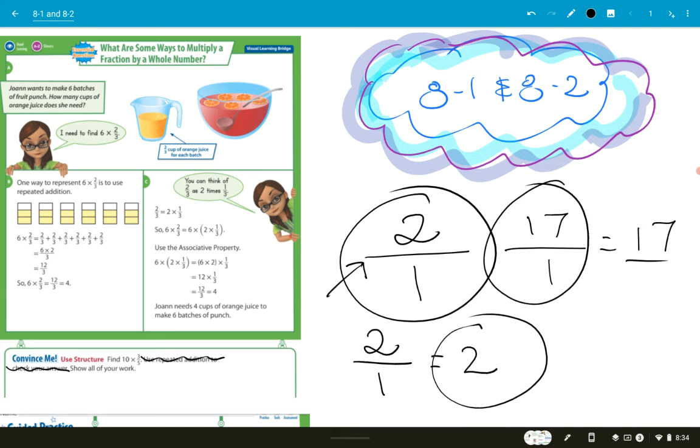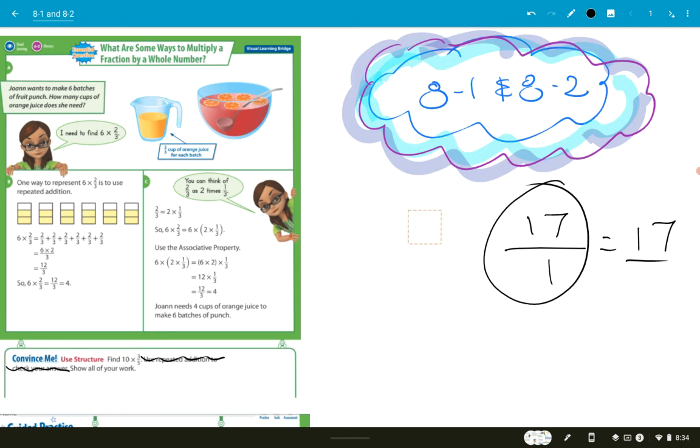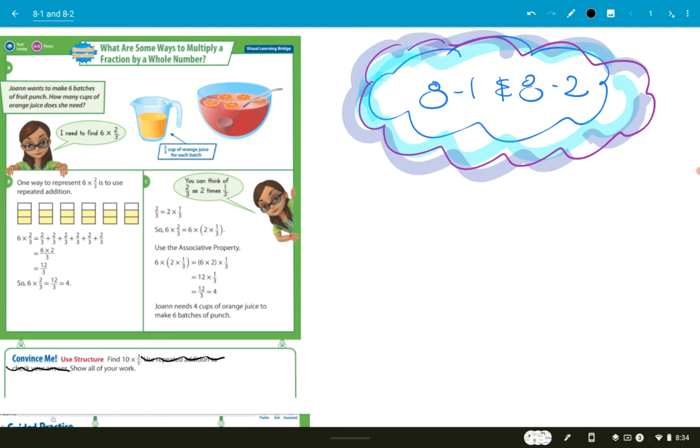You just change the whole number into a fraction and multiply straight across. How about this? 7 times 1/4 equals, well, change the 7 into a fraction times 1/4. Now what? I just multiply straight across. 7 times 1 is, 4 times 1 is, okay? Now then we have an improper fraction. And so I would ask myself, how many times does 4 fit into 7? Once. What's left over? So 7 times 1/4 equals 1 3/4.